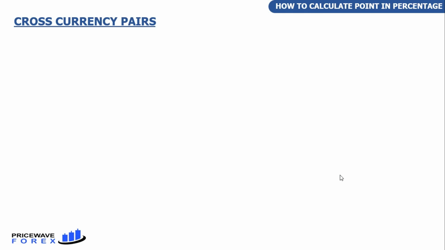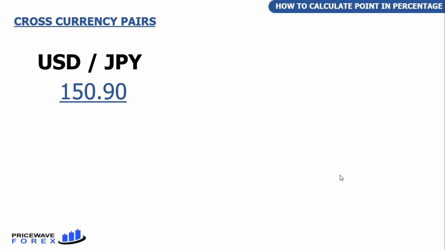So let's go into cross currency pairs quickly before we summarize the whole thing and get real with our charts. Looking at the USD JPY, for instance, we will notice that the USD JPY has two decimal points.